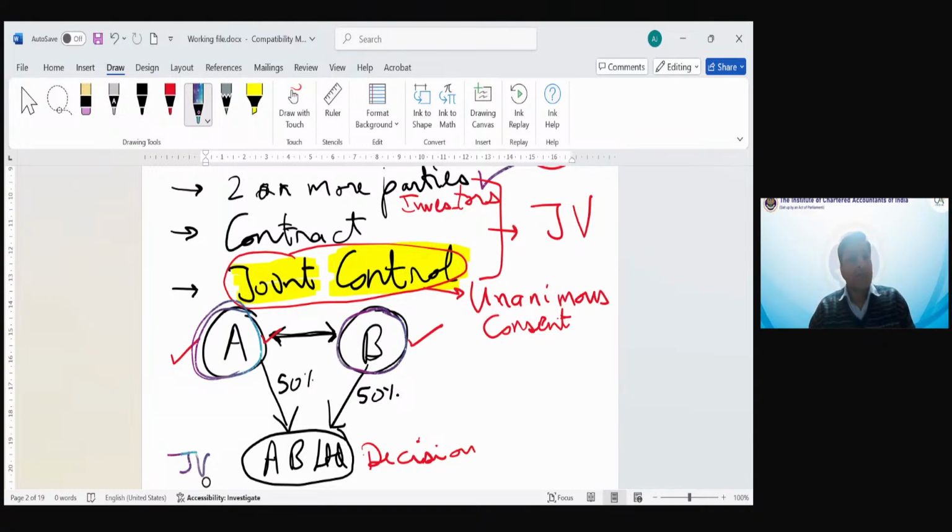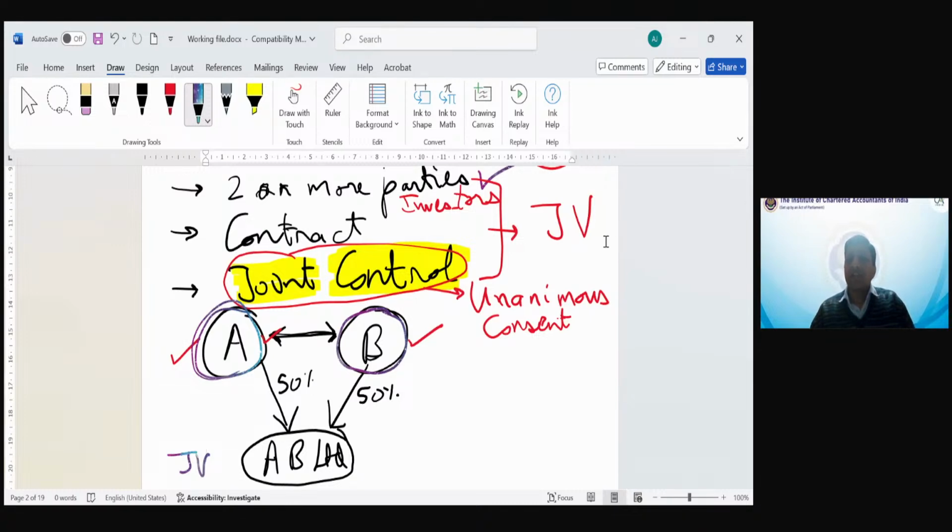Understood? Everyone clear on this? What is the meaning of a joint venture? This is very, very important. And under what situation can a company be considered to be a joint venture? Yes. Any questions, any doubts if you have? So in this case, AB Limited will be considered to be a joint venture. Yes. Any questions if you have?